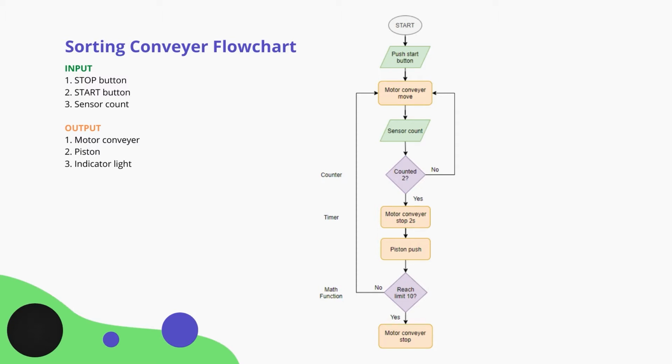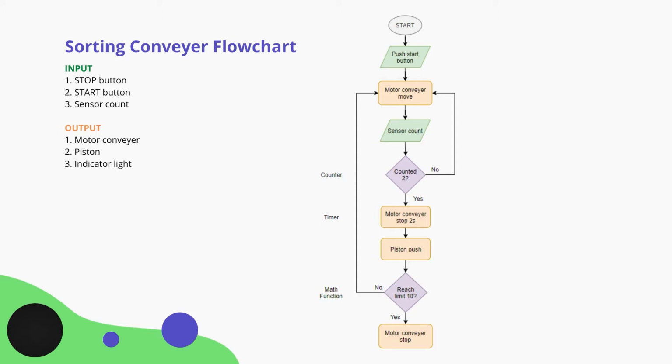First of all, from the flow chart, we can see we start by pushing the start button. After that, the motor conveyor will move and the sensor count will activate. When the sensor counts 2, it will stop the motor conveyor for 2 seconds. If it has not counted 2, it will repeat the process with the motor conveyor moving. After the motor conveyor stops for 2 seconds, the piston will push the item into the box for sorting.